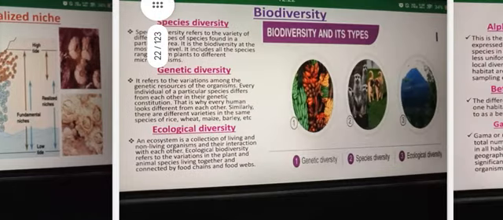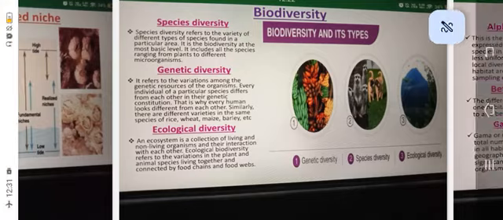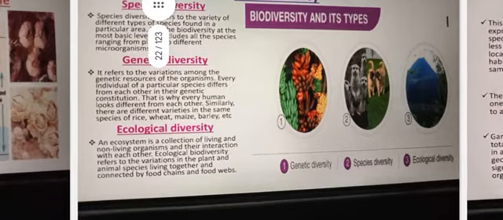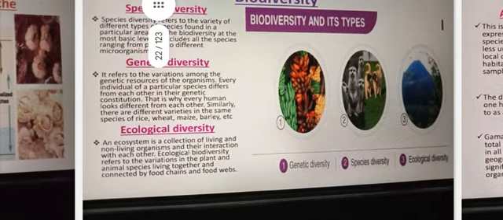Species diversity, biodiversity and its types. Species diversity refers to the variety of different types of species found in a particular area. It is biodiversity at the most basic level. It includes all the species ranging from plants to different microorganisms.